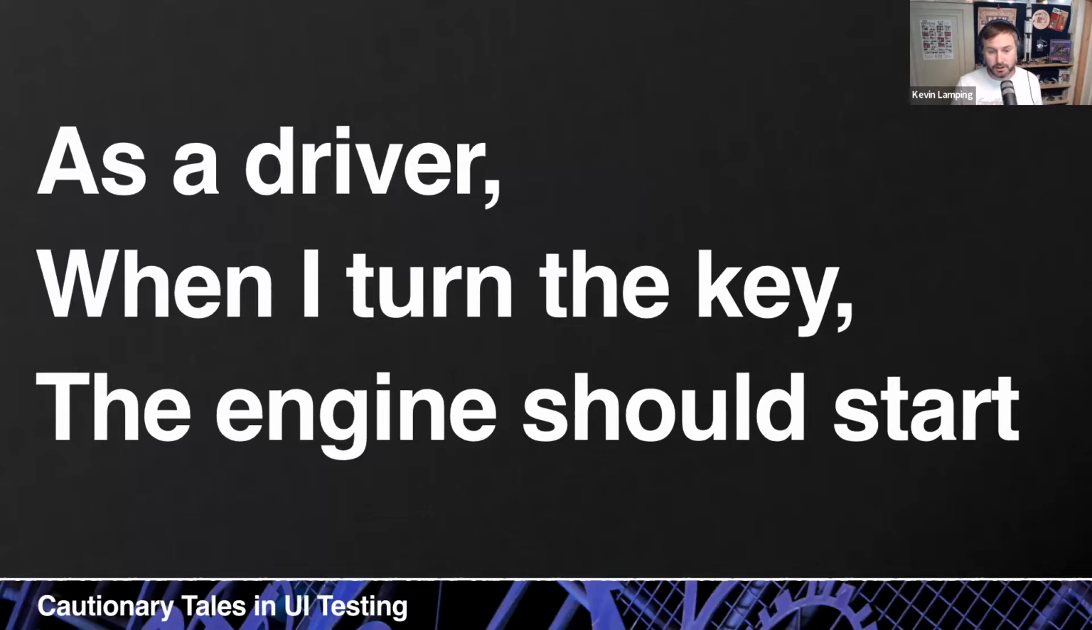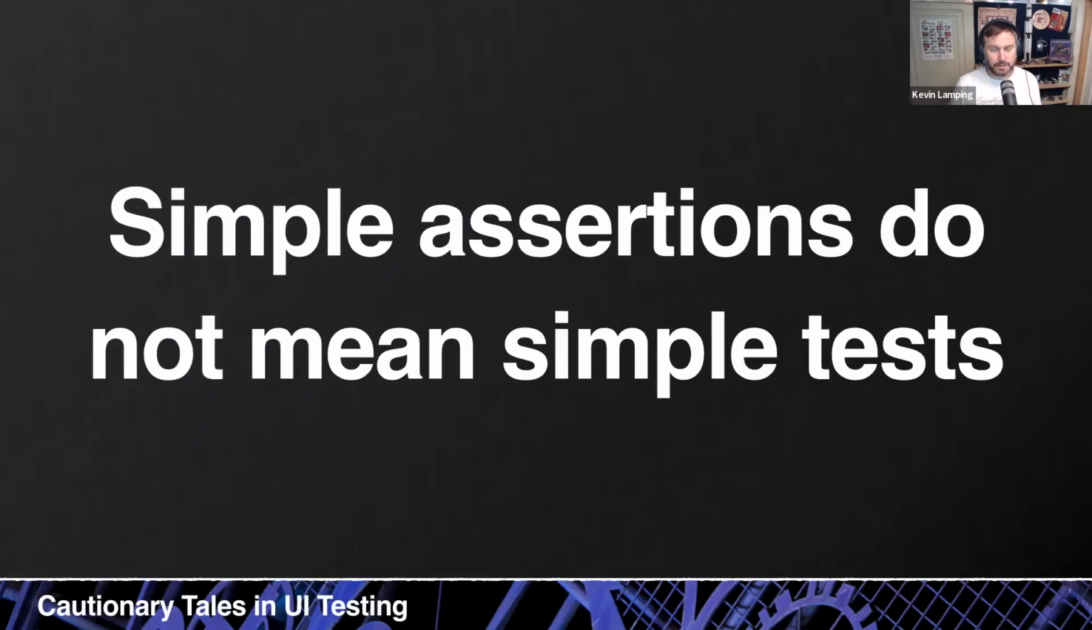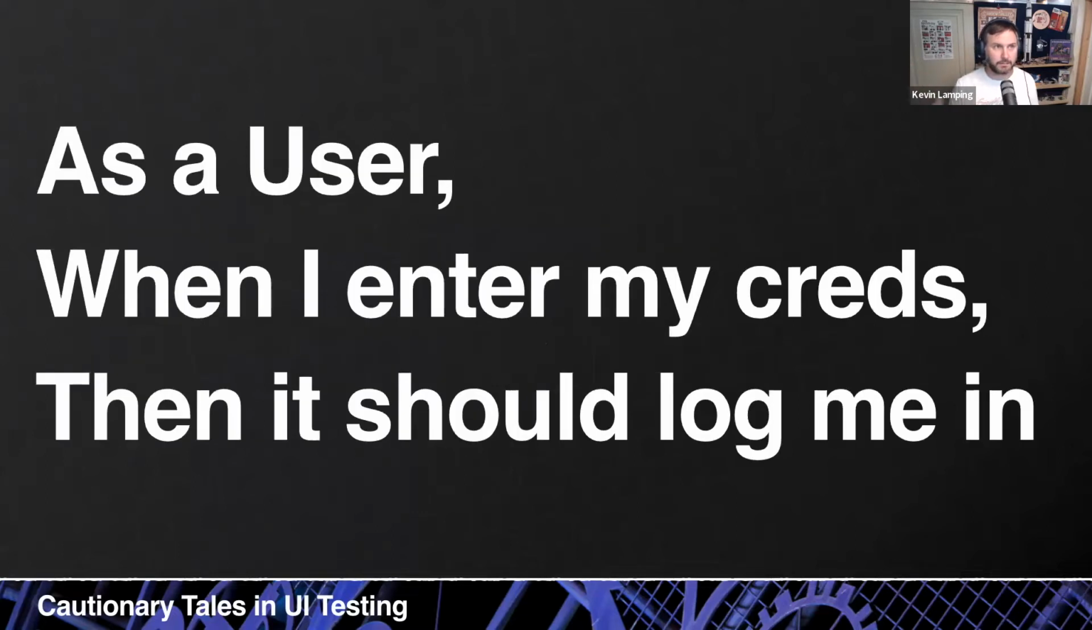What if the car's already running? You have to make sure that the car's not already running, because if you try to turn on the car when the car is already running, that's going to cause some issues. What if you're not using the right key? All this sort of stuff. So for me, a simple assertion does not necessarily mean a simple test. So just because all you're doing is asserting that the car starts doesn't mean that test isn't a lot of work to get set up. And this is how I feel how it is with UI testing.